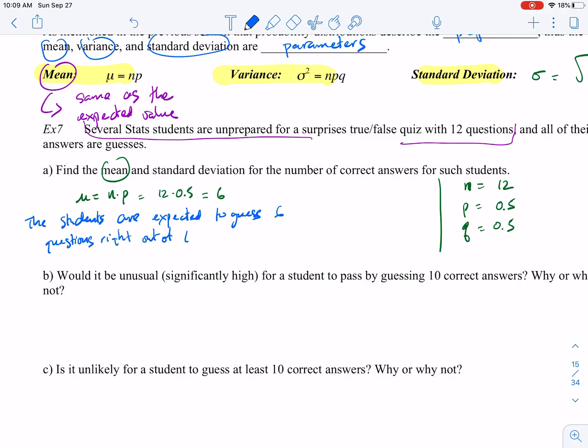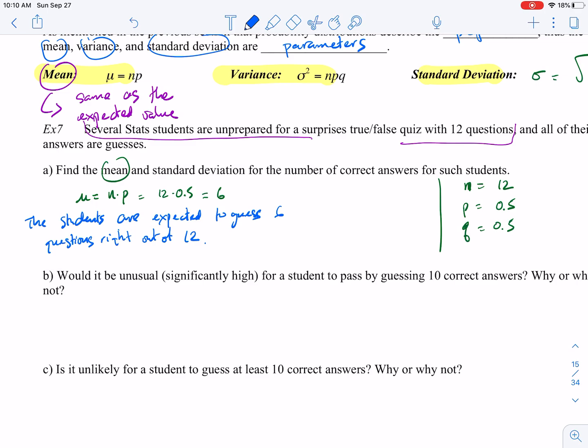out of 12. Okay, so if I have a class of 40 students and the students are unprepared for this quiz and each question is true or false, I expect to see the average number of questions answered correctly out of 40 students is around 6 questions, right? And that's what the mean is really referring to in a binomial or in a probability distribution: the expected value we would approach if we look at a larger scale.